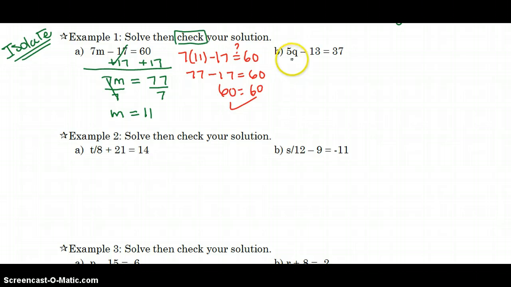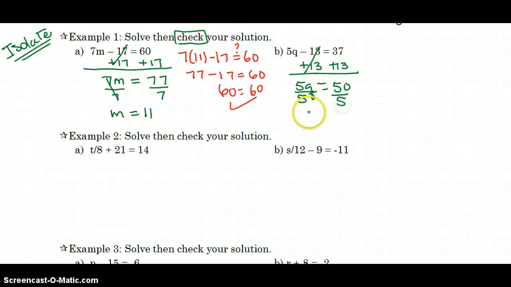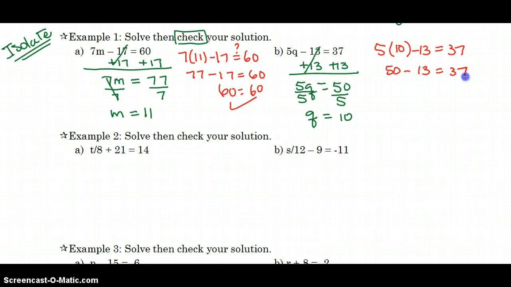Alright. Now, 5q minus 13, so take care of the minus 13 by adding 13, undoing subtraction. So we're going to add, and 5q equals 50. Now I need to isolate q, divide to undo multiplication, and q equals 10. So let's go back and check. 5 times 10 minus 13, does that equal 37? 50 minus 13, it does give me 37, so it checks out.